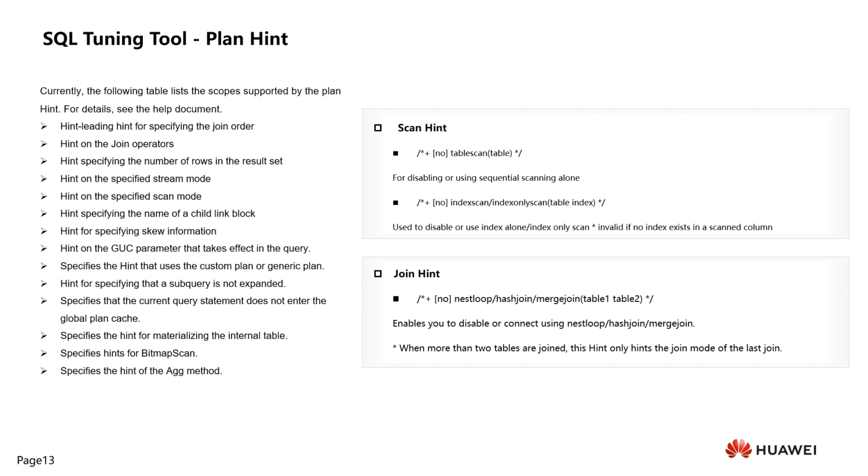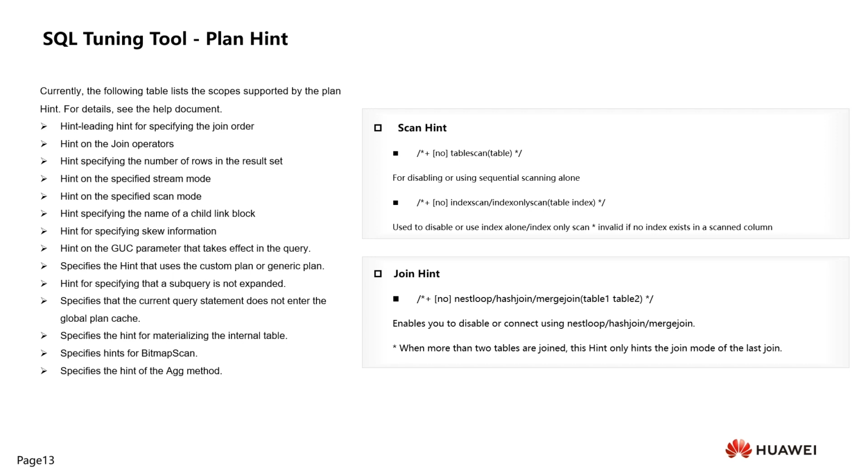Based on our needs, there are quite a lot of hints that we can choose. For instance, the hint specifying the join order, hint on the join operators, hint specifying the number of rows in the result set, and so on. There are also some simple examples given for the scan hint and join hint.